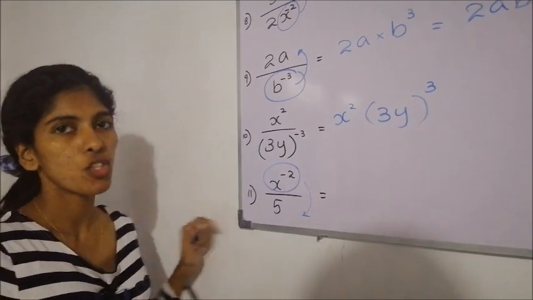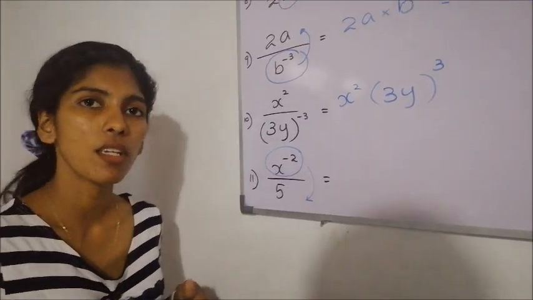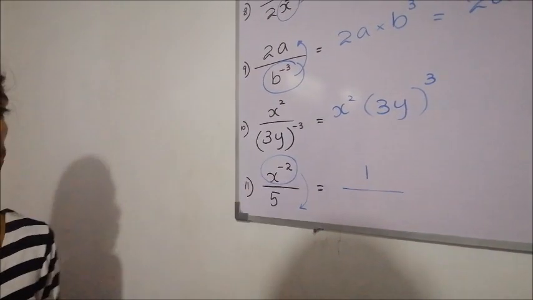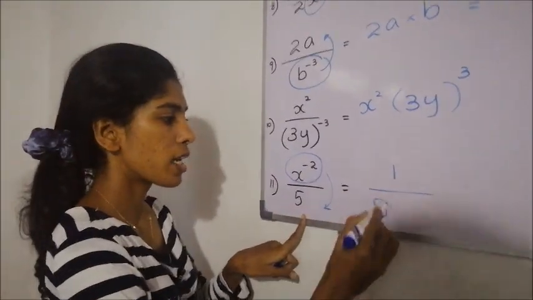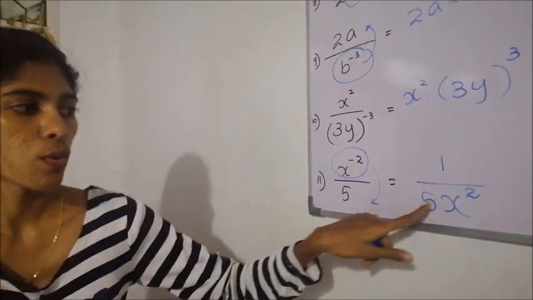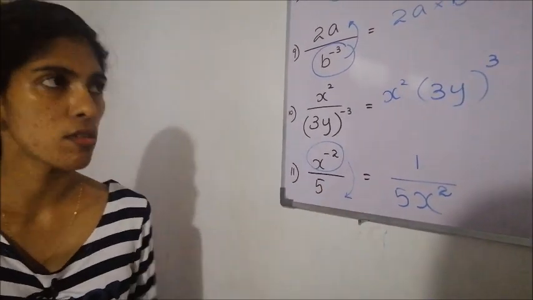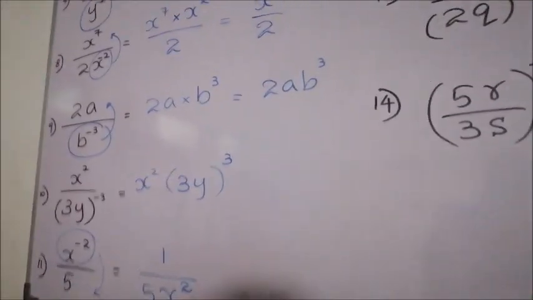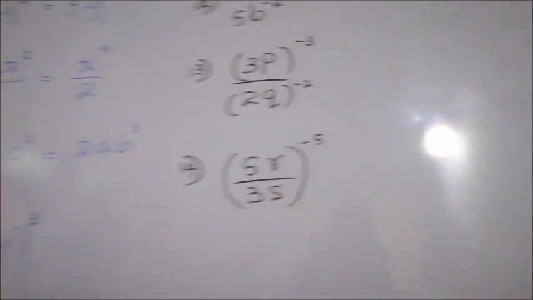This negative power should be taken down. So what will remain now? Just 1. If there is nothing else, we will write 1. Now with 5, we can write x to the power 2. If you want, you can put a multiplication mark also here. Without it even, it is correct. Next.